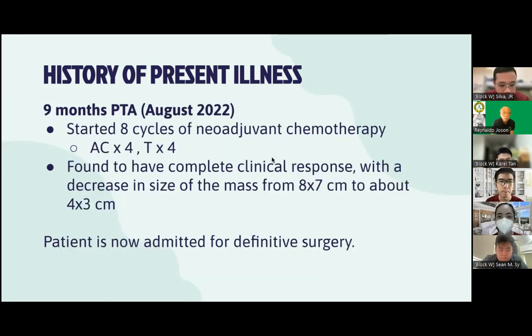So 9 months prior to admission, she started the 8 cycles of neoadjuvant chemotherapy, starting with doxorubicin and cyclophosphamide 4 cycles, then paclitaxel 4 cycles. And she was eventually found to have complete clinical response with a decrease in size of the mass from 8 by 7 cm to about 4 by 3 cm. And now the patient is admitted for definitive surgery under our service, the GS1.